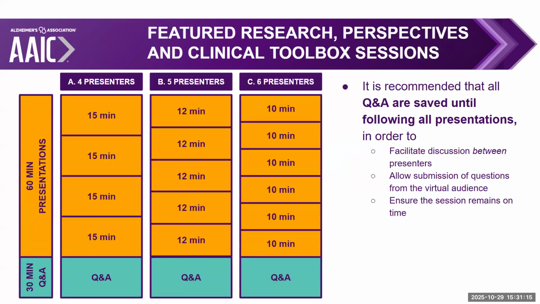So the typical layout of a session at AAIC is that they're 90 minutes in length. So this is applicable to the featured research sessions, perspective sessions, and toolbox sessions. Depending on the session, they may be broken up in different ways and also depends on how many presenters are included in the session. So if you have 4 presenters, typically 60 minutes are allocated for the presentations across those 4 presenters, followed by around 30 minutes for Q&A.